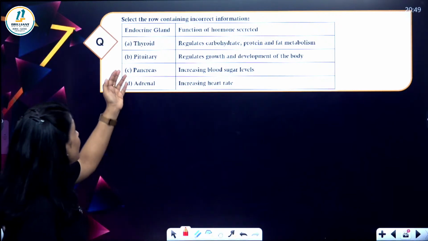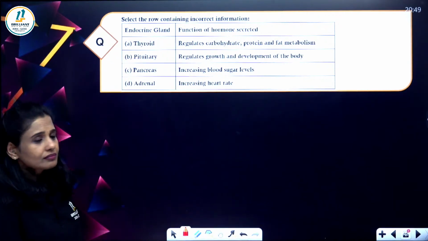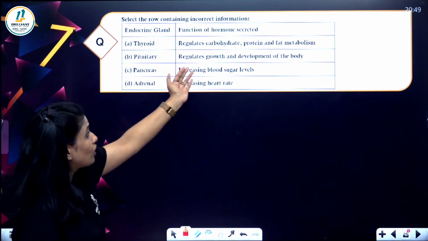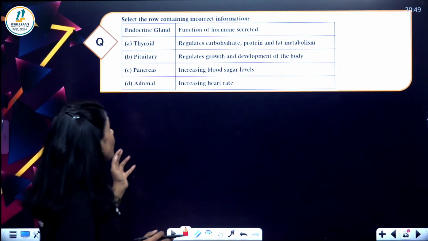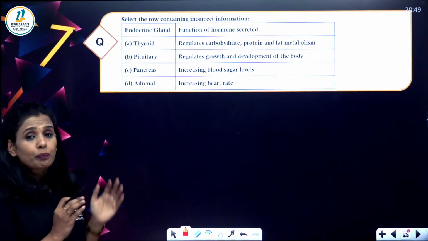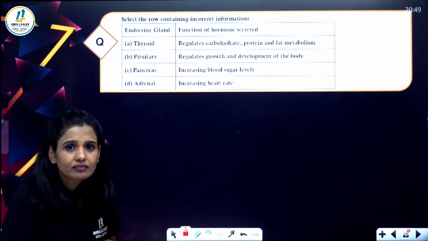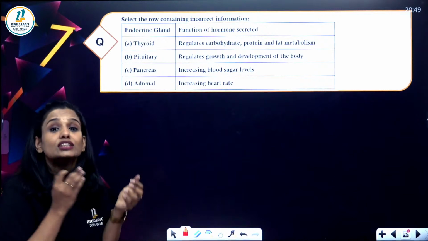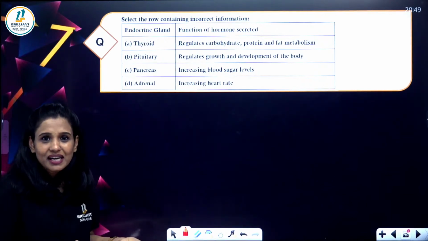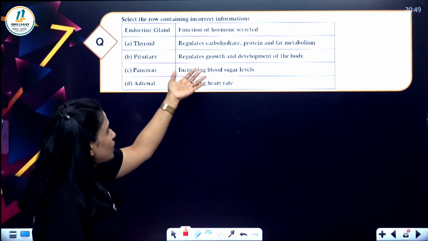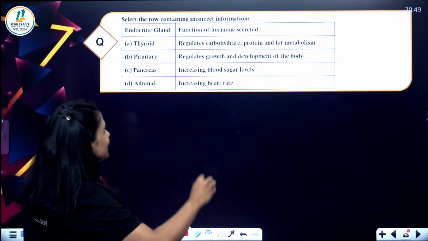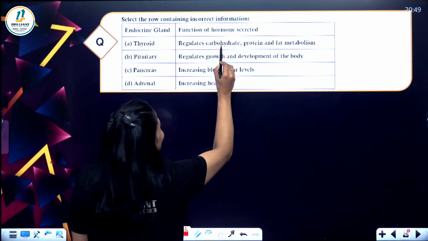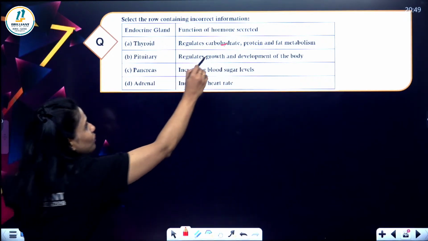Okay, see here, thyroid gland regulates carbohydrate, protein and fat metabolism. Is that correct? Yes, it is the function of the thyroid gland to regulate carbohydrate, protein and fat metabolism. So, that option is correct.